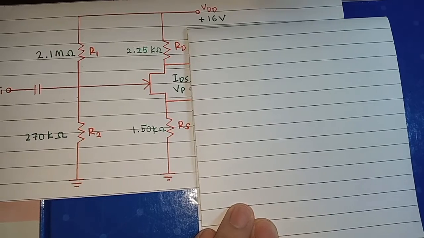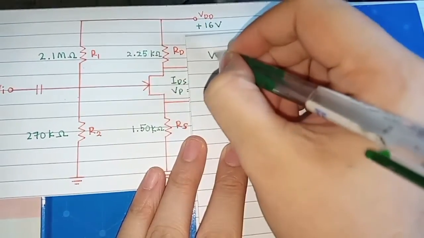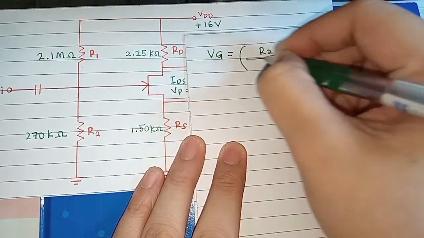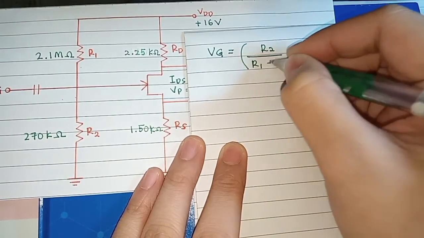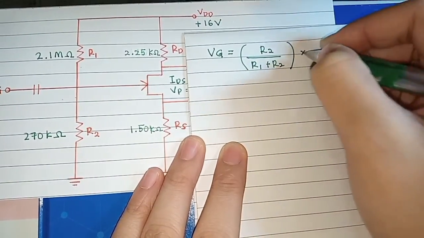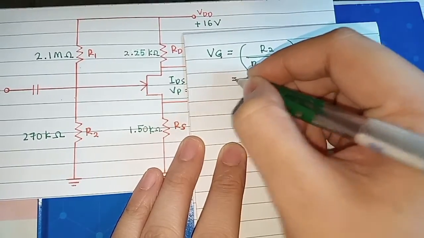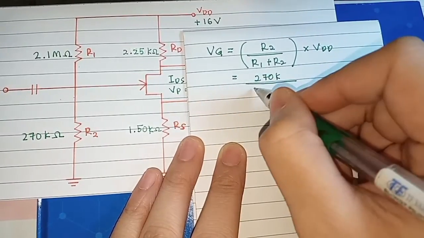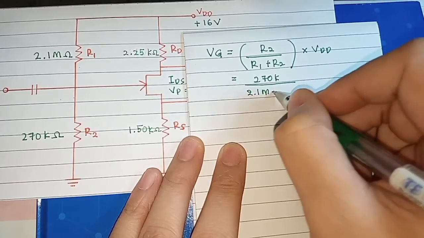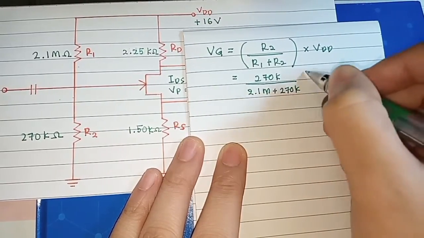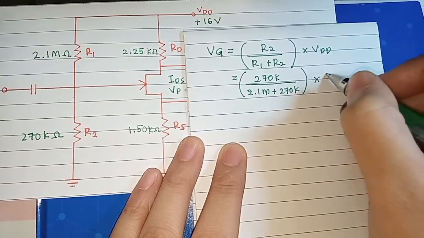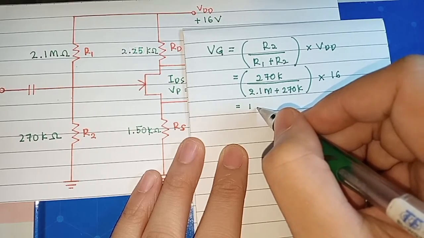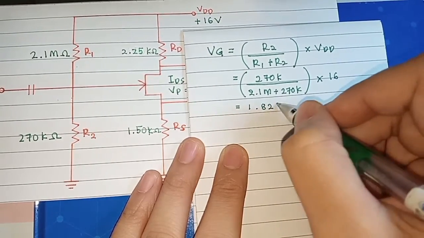The first thing we need to find is the value of Vg. To find Vg, we use the formula R2 over R1 plus R2 times VDD. Here R2 is 270 kilo over 2.1 mega plus 270 kilo, times 16. So we get the answer for Vg as 1.82 volt.